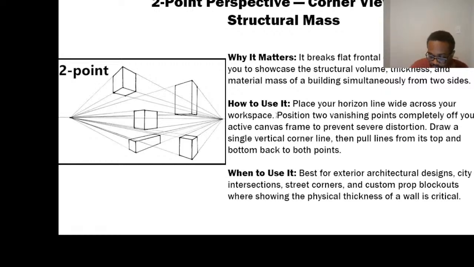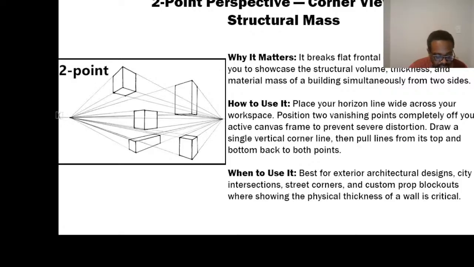How to use it: place a horizontal line wide across your workspace. Position two vanishing points completely off your active canvas frame to prevent severe distortion. Draw a single vertical corner line, then pull lines from top and bottom back to both points.